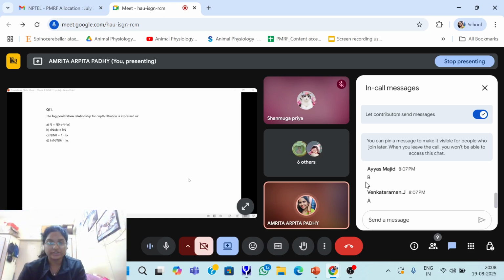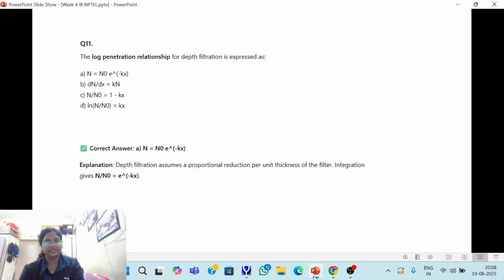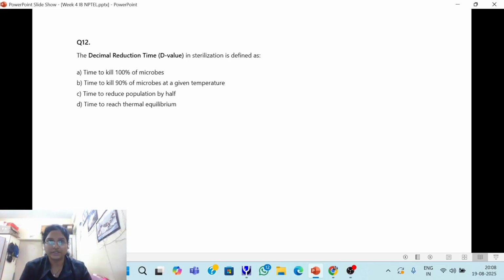Let's see what is the correct answer to this question. It is A. Depth filtration assumes a proportional reduction per unit thickness of the filter. Integration gives this formula, so A is the correct answer. Details you can see in the slides; I have not included them here.